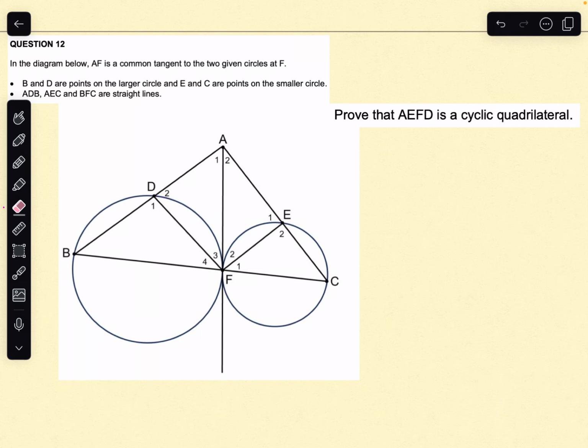But because this diagonal isn't naturally there, it hasn't just shown up as part of the scenery of this question, it's not going to be the first thing I try. I'm definitely going to lean more towards showing, maybe that this guy and this guy are supplementary or something. Right, so prove that AEFD is a cyclic quad.